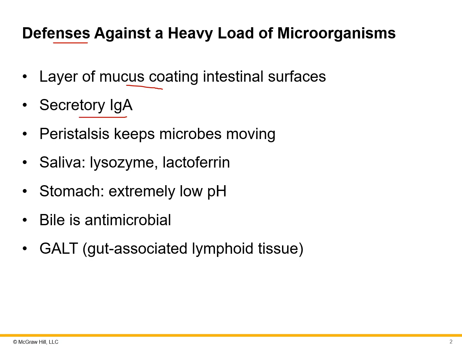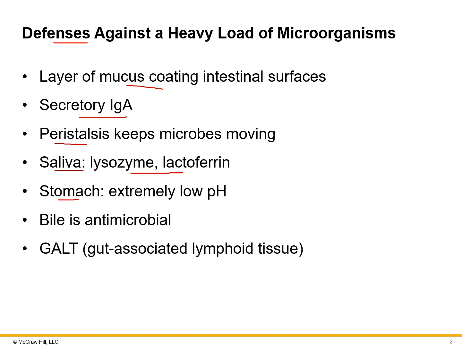It has secretory IgA, which are antibodies that are scavenging and looking for foreign invaders. Peristalsis, which is just the movement of microbes. As food is moving through, that also keeps microbes moving through. Starting in the mouth, we have a couple of enzymes. We have lysozyme, which is that enzyme we talked about with tears that breaks down peptidoglycan, so especially sensitive with those gram-positive bacteria. Lactoferrin sucks up a bunch of iron, which is needed for many microbes to reproduce and survive. So breaking down peptidoglycan, sucking up iron.